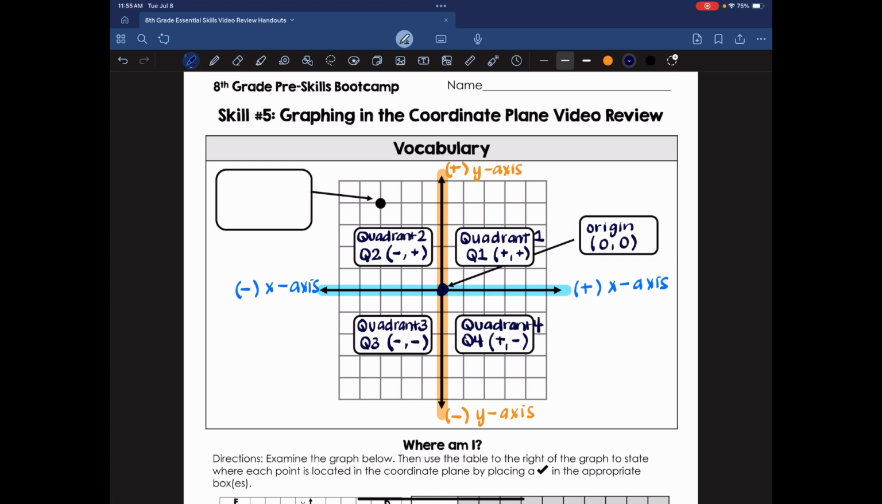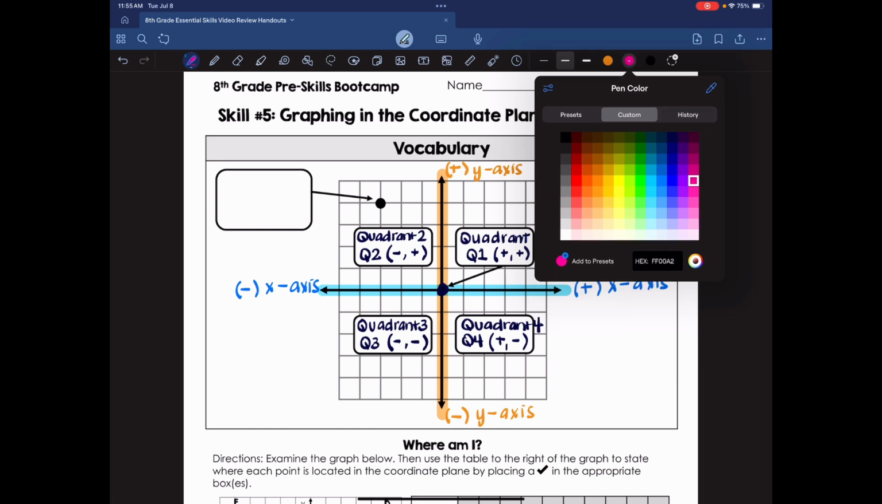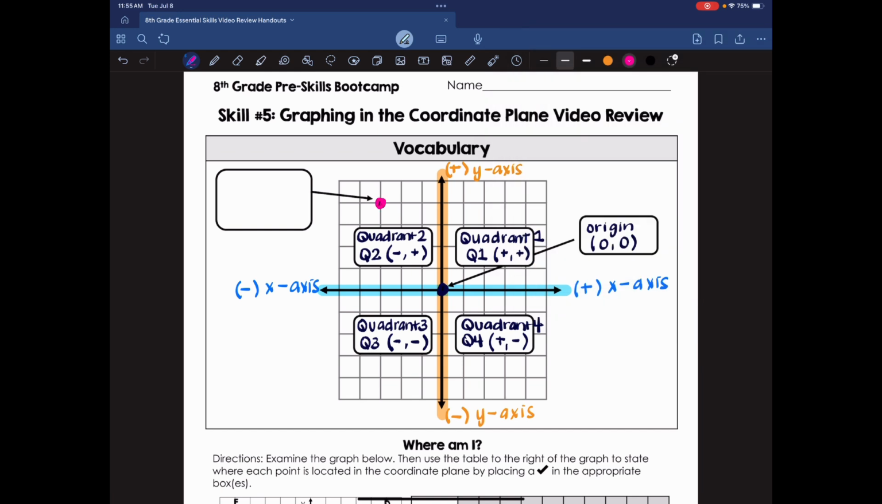I guess the one thing I should have started with first was talking about all these little points inside the boxes. We can call them two different things. This point right here is known as a coordinate. You could also call it an ordered pair. And it's made up of an x and a y. X always comes first, and then y always comes second.